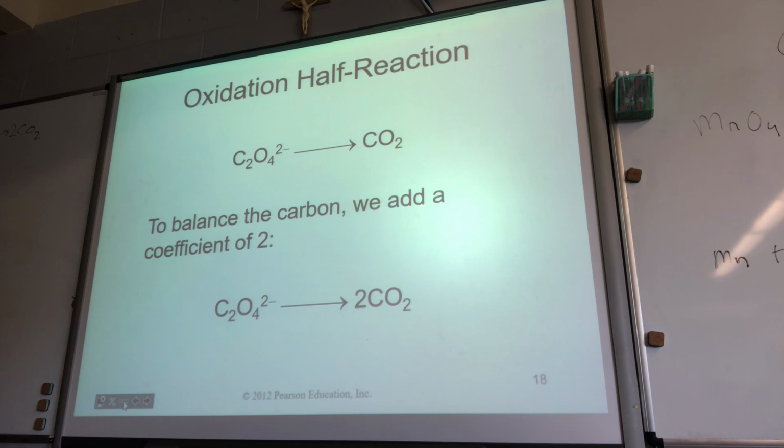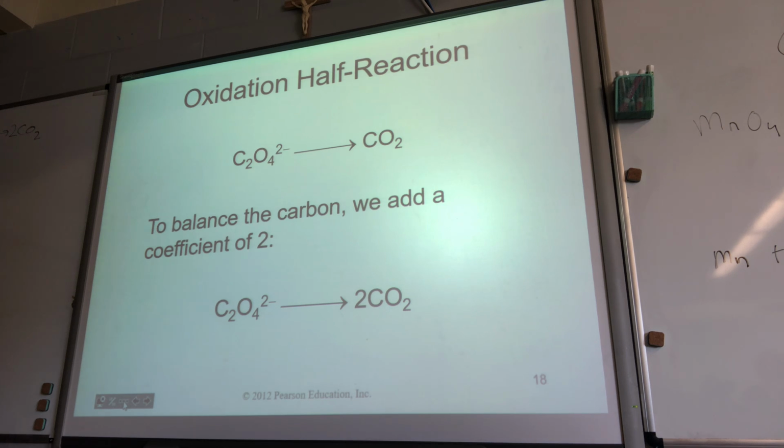You're going to need to add some. I've got 4 oxygens on this side, right? So in order to get 4 oxygens on the right side, you need 2 H2Os. I'm going to add 4 H2O. I thought the 2 was assigned to the O for a second.